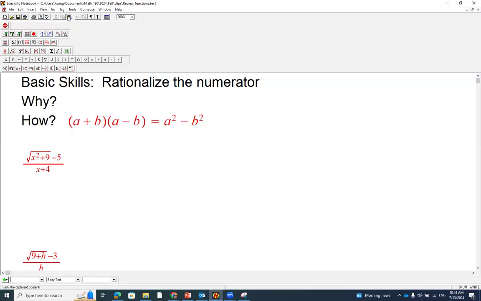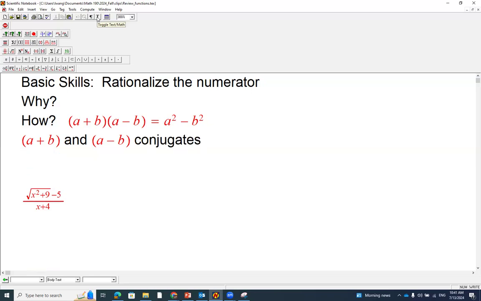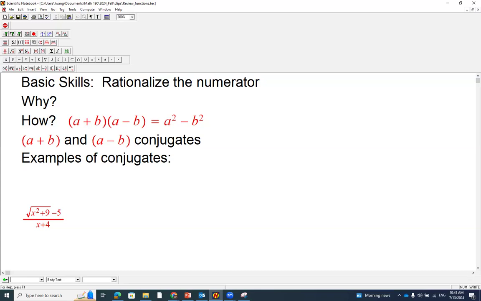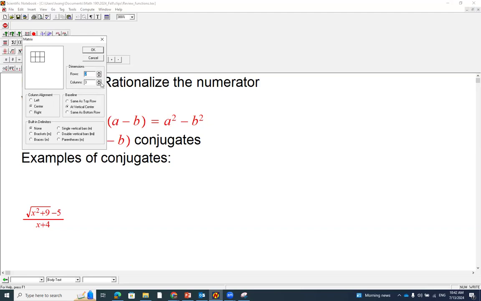So these two numbers have a name. It's called conjugates. Examples of conjugates. For example, if I'm going to have two columns, we're going to have a couple of examples.